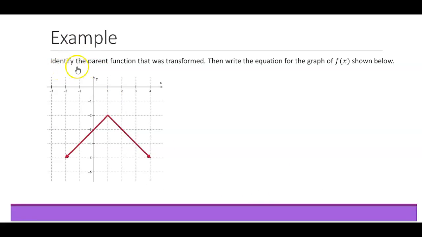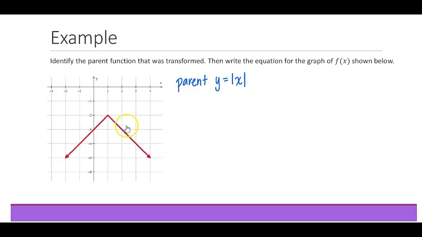In this example, I want to identify the parent function that was transformed, and then write the equation for the graph of f of x shown below. So here, we're taking a look at an upside down V-looking graph. So what we have to do is recognize and identify one of our basic functions here. There's just other stuff that has happened to it, transformations that have happened to it. Well, the basic function that I see here is a V, or the absolute value function. So my parent I'm going to identify as y equals the absolute value of x.